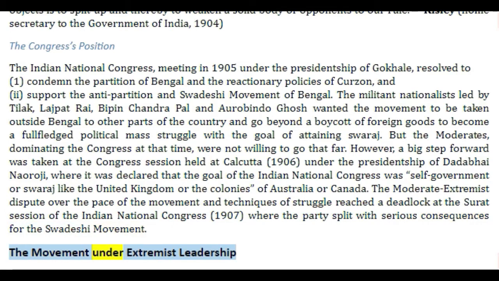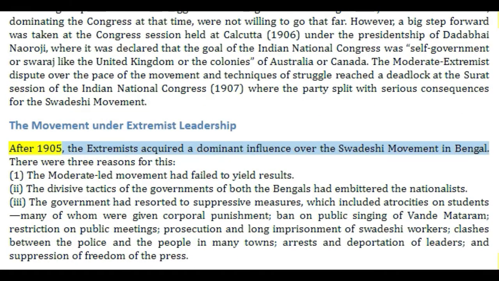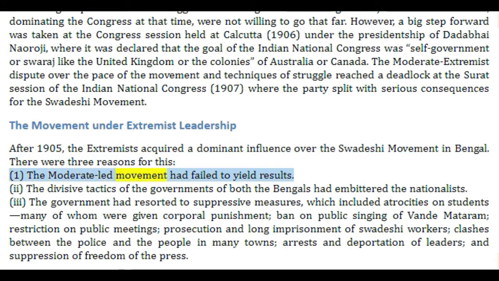The movement under extremist leadership. After 1905, the extremists acquired a dominant influence over the Swadeshi movement in Bengal. There were three reasons for this. 1. The moderate-led movement had failed to yield results. 2. The divisive tactics of the governments of both the Bengals had embittered the nationalists.